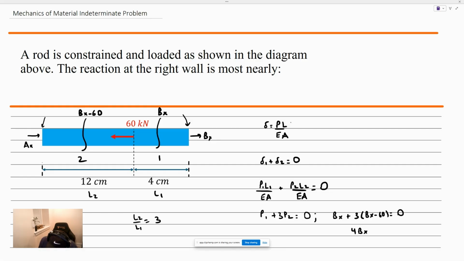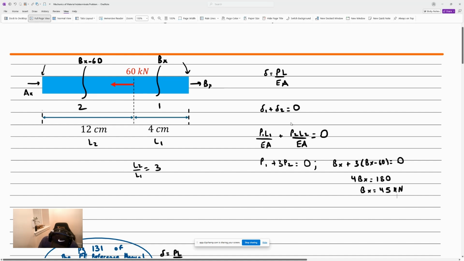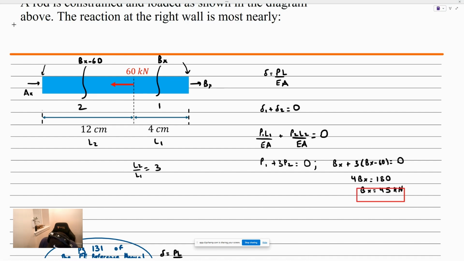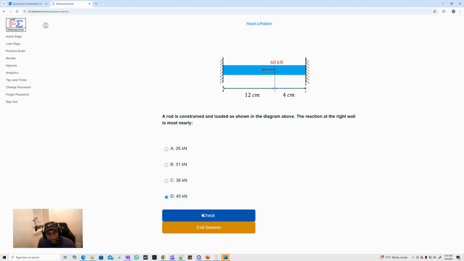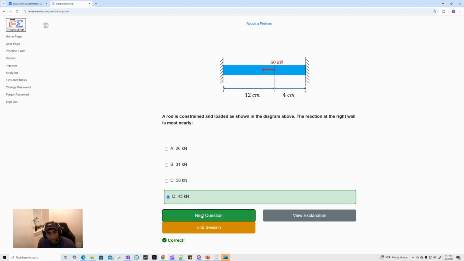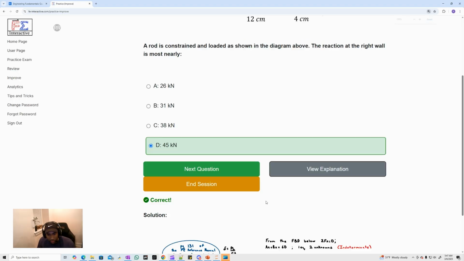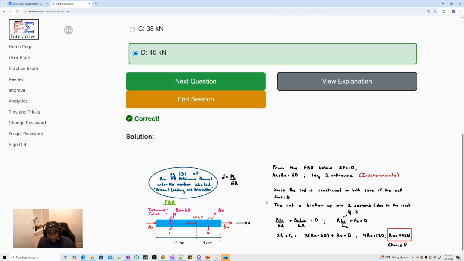We have 4Bx equal to 180, and that Bx is equal to 45, and all our units were in kilonewtons. Let's go ahead and check the answer now. 45 kilonewtons. Okay, seems correct here. You can see the explanation here on the bottom, so let's go ahead and read through this.